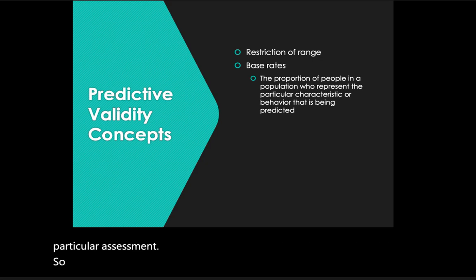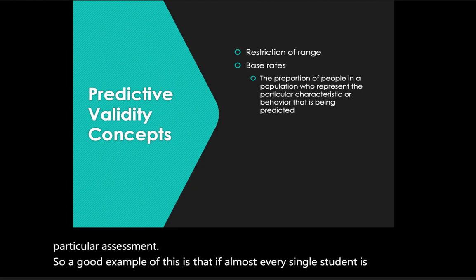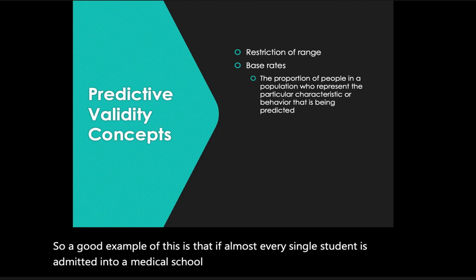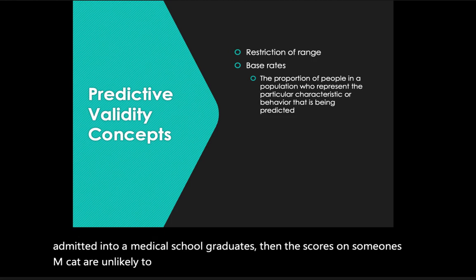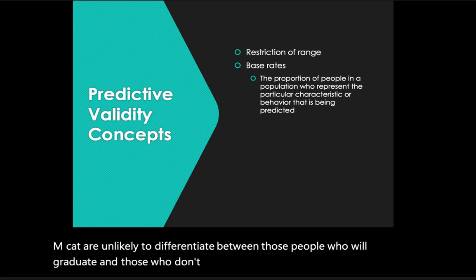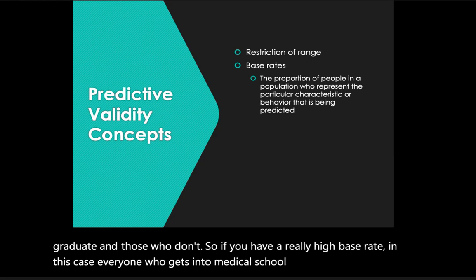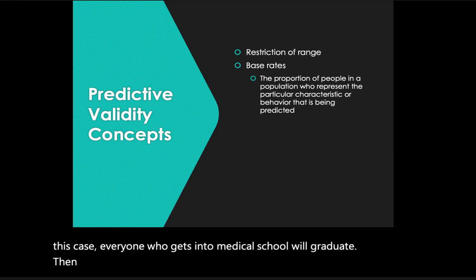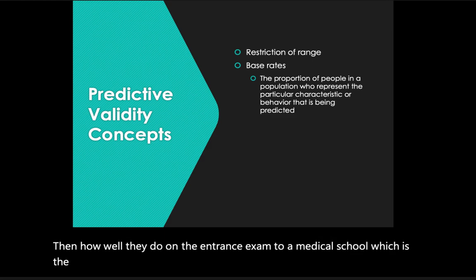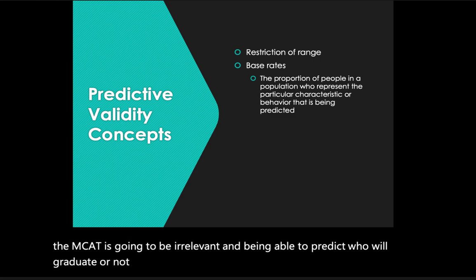So, a good example of this is that if almost every single student admitted into a medical school graduates, then the scores on someone's MCAT are unlikely to differentiate between those people who will graduate and those who don't. So, if you have a really high base rate, in this case everyone who gets into medical school will graduate, then how well they do on the entrance exam to medical school, which is the MCAT, is going to be irrelevant in being able to predict who will graduate or not because it's a high base rate.